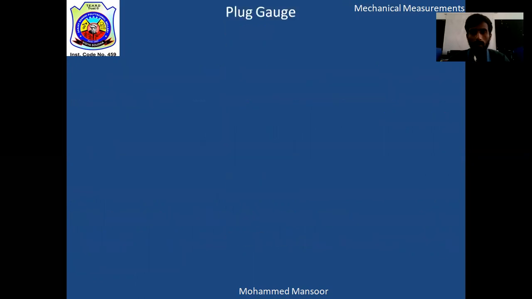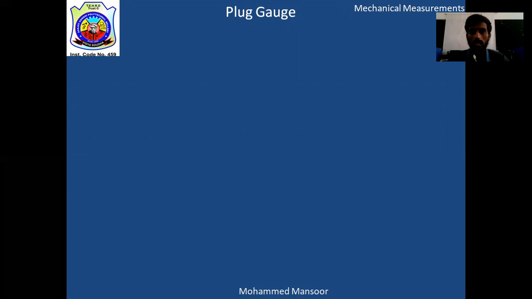In manufacturing industries, there are thousands and thousands of components to be inspected. At that time, we cannot use sophisticated or very advanced instruments for measuring the tolerances. So we use the gauges, which are very convenient and very easy to use, and that will save time. So these are the gauges.